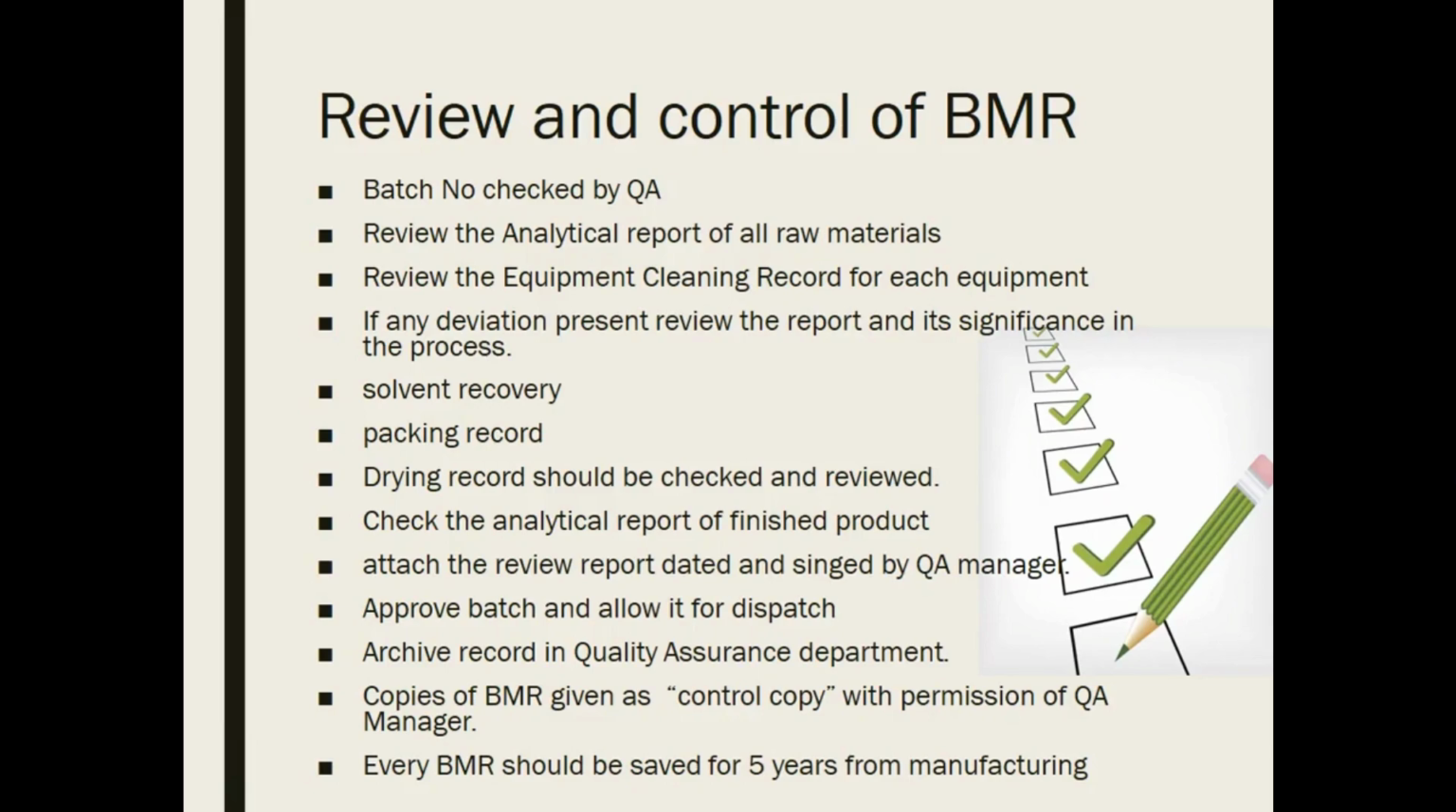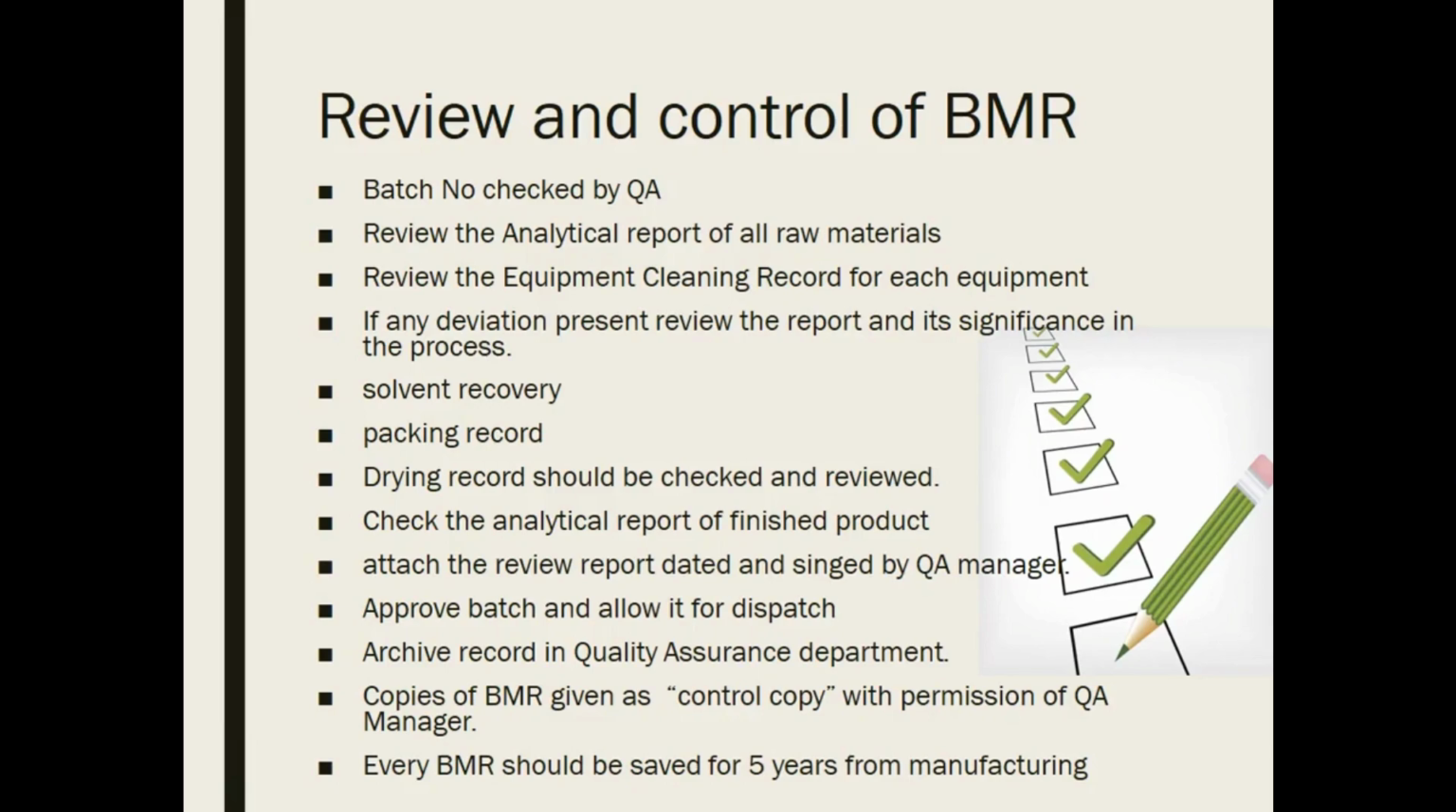So once it's received by the QA department, it's their responsibility to review the entire batch manufacturing record, which is quite a large document at this stage, and then they approve and subsequently release the material. So the steps involved in a high-level overview of batch review and approval are listed below. The batch number is firstly checked by the quality assurance department to make sure it tallies with the master record. They review the analytical report of all raw materials attached. They review the equipment cleaning record for each piece of equipment, along with the relevance of the line clearance that was carried out by QC before production started.